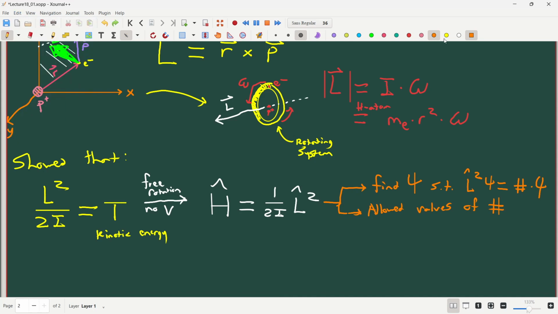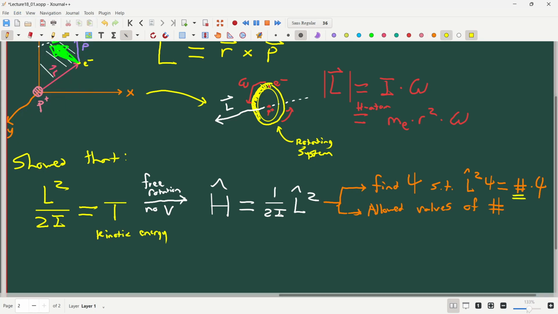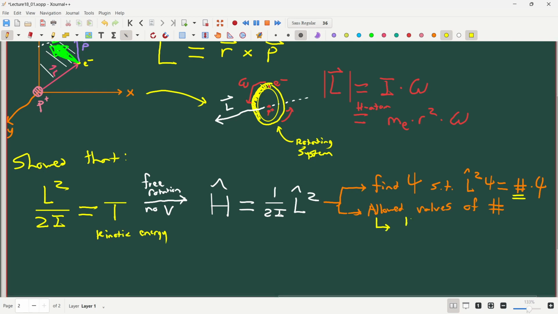Remember, when we talk about energy, we want to talk about the allowed energies of our system, right? And so this is also the allowed values of angular momentum. If we divide those values by 2I, then we get the energy. And this also says that these numbers divided by 2I are the allowed energies.